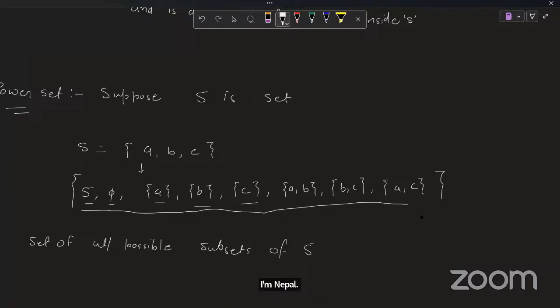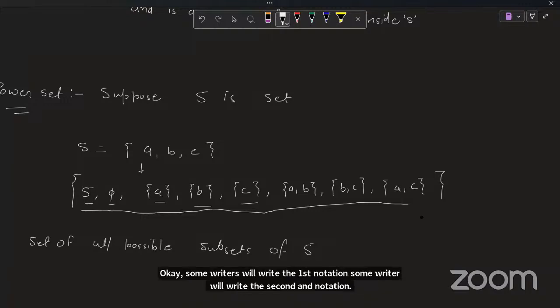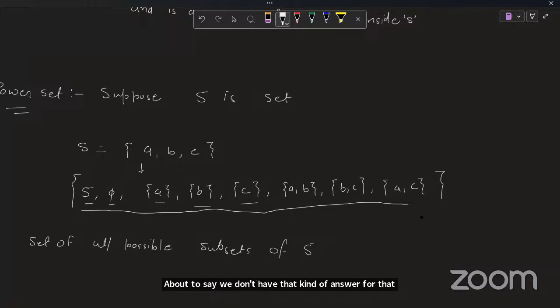Amrapal asks to find the difference between A is a subset of B and A is a proper subset of B. See Amrapal, this is just a notation. Some writers will write the first notation, some the second. Different books use different notation: someone will use the second notation as proper subset, someone as subset only. So it depends on the writer, and I'm not able to give a single answer. That is why I ignored that question. I don't want to go into it, because it will take around 1 to 2 hours, since other people will have different doubts.